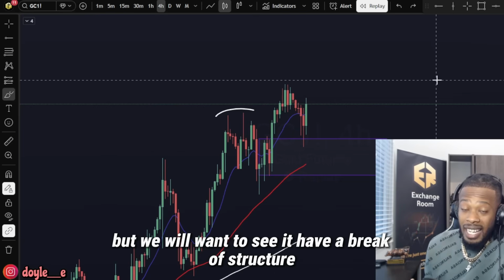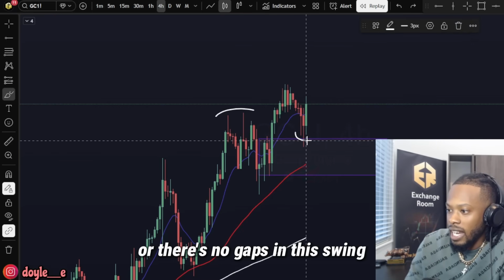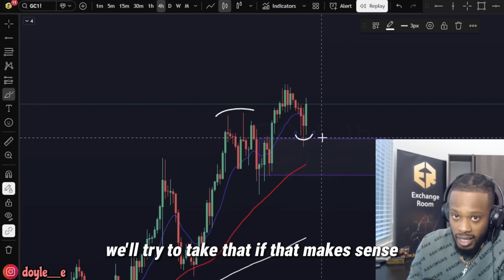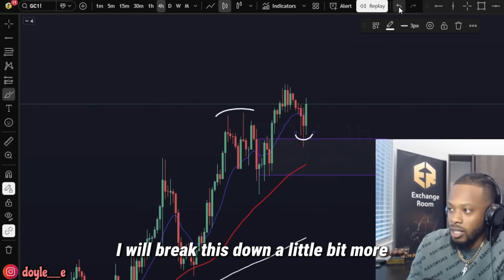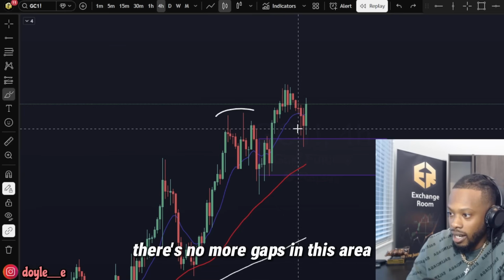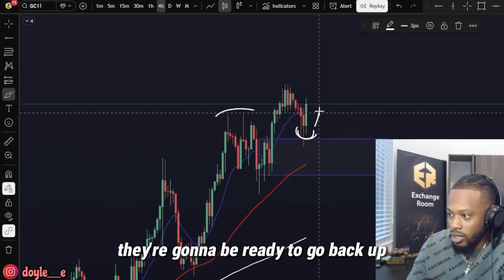But we will want to see it have a break of structure, or there are no gaps in this swing, and then whatever else they tap within that area, we'll try to take that, if that makes sense. I will break this down a little bit more in case you're confused on what I mean by there's no more gaps in this area, because once they fill in the gap throughout this whole area, they're going to be ready to go back up.